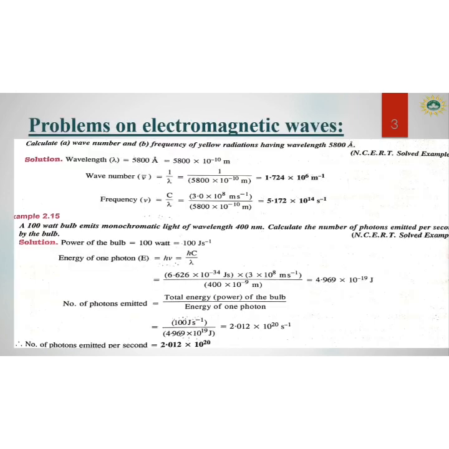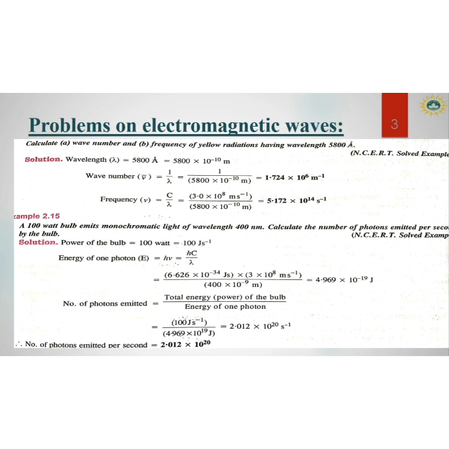Now, before starting the atomic spectrum, we'll discuss the problems related to the properties of electromagnetic waves. The first question is: calculate the wave number and frequency of yellow radiation having wavelength 5800 angstrom. You know, angstrom means 10 to the power minus 10 meter.